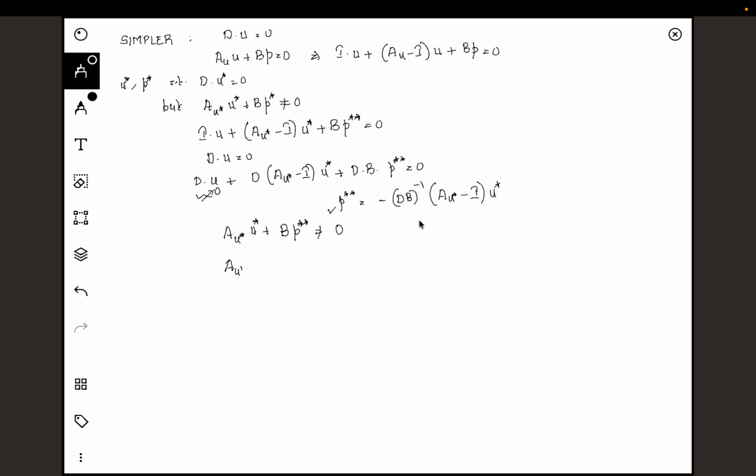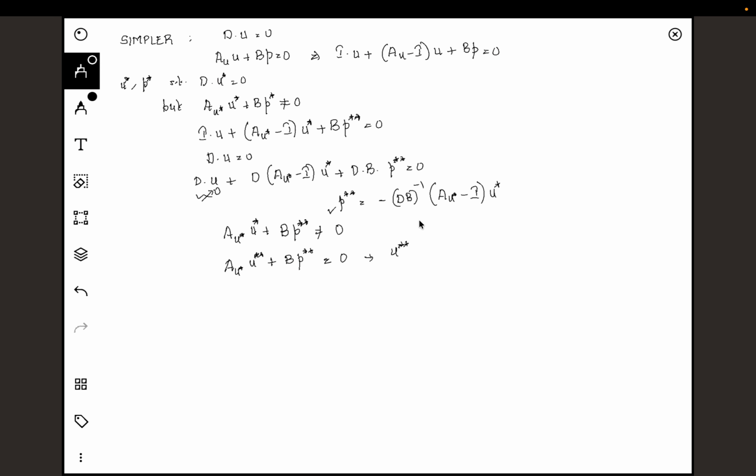So I'll have to get a new velocity here, some U double star, that I will have to solve for. This is again a linear equation. A U star is already known to me, so this is some constant matrix. This is another constant matrix. P double star is also known. So this is basically Ax equal to B that we are solving for. So from this we can get U double star.